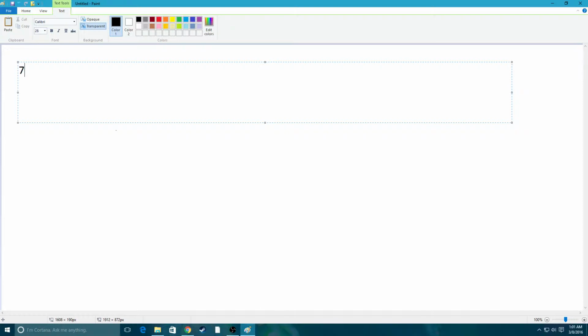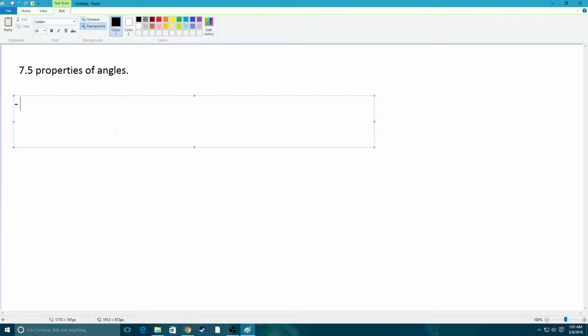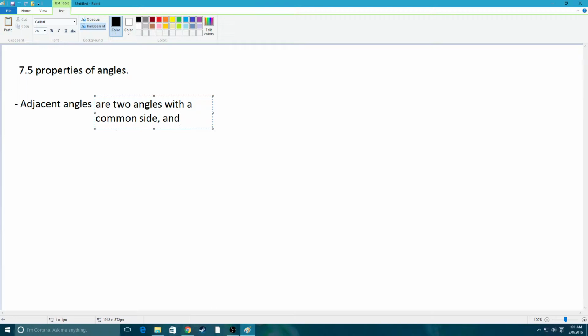But this is lesson 7.5, and we're going to talk about properties of angles. Okay, so quite a bit of vocabulary going on. First thing that we're going to talk about today are these things called adjacent angles. So adjacent angles are two angles with a common side and the same vertex.